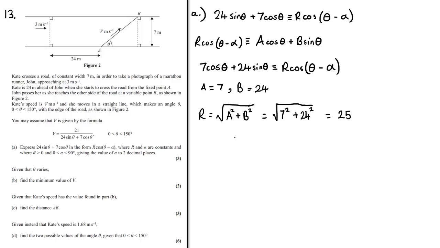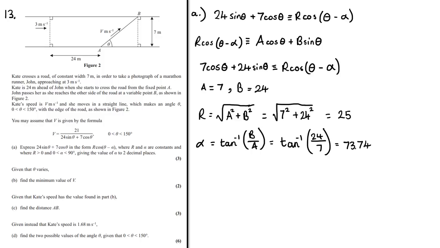We now need alpha, and to find alpha, we do tan inverse of b over a. So using our values of a and b here, this is going to be tan inverse of 24 over 7. Okay, and again, put this into our calculator. Notice here that alpha is between 0 and 90 degrees, so make sure your calculator is in degrees mode. And what you should get here for tan inverse of 24 over 7 is, to 2 decimal places as we're asked to do here for alpha, 73.74.